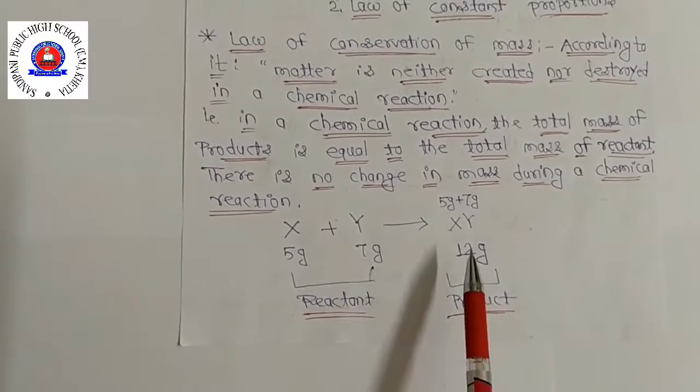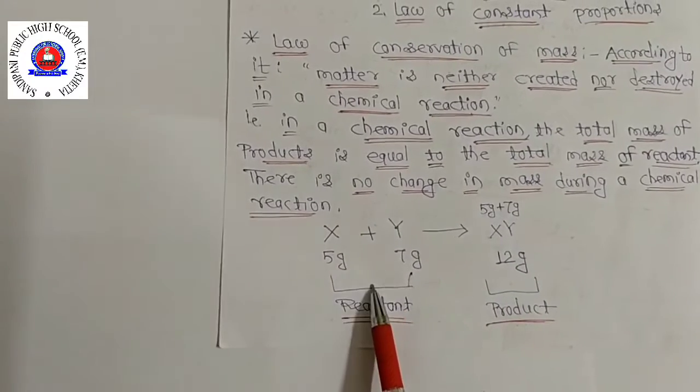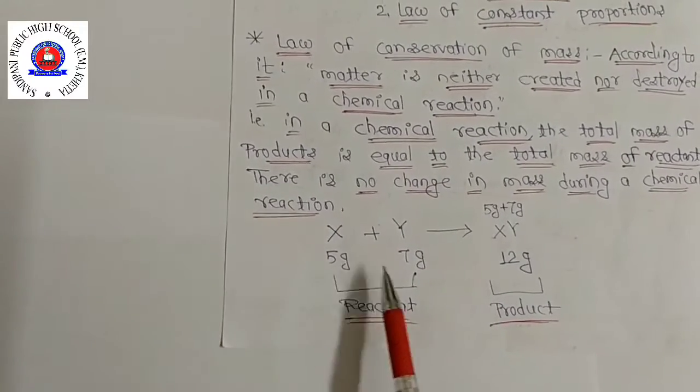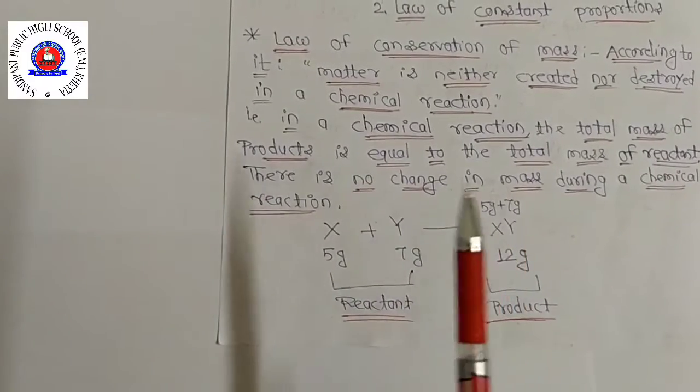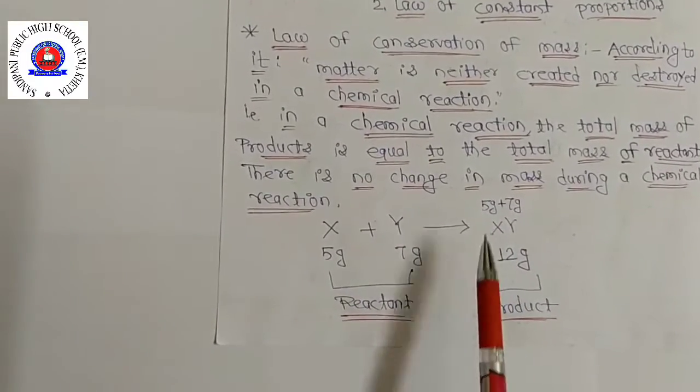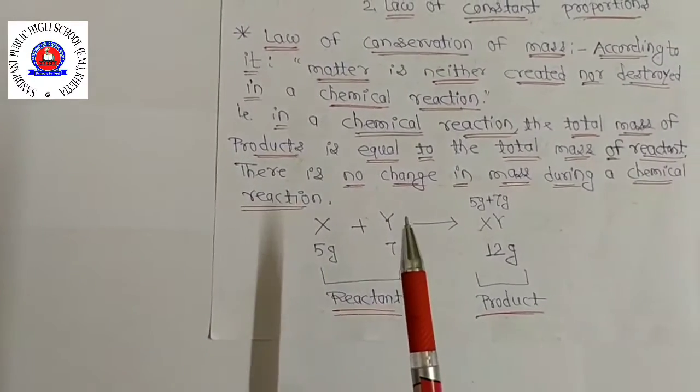Okay, so since the total mass of the product 12 is equal to the total mass of the reactant, 12 gram, there is no change of mass during the chemical reaction, so the mass remains the same or conserved. So this example supports the law of conservation of mass.